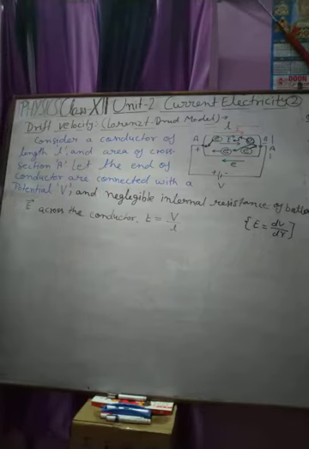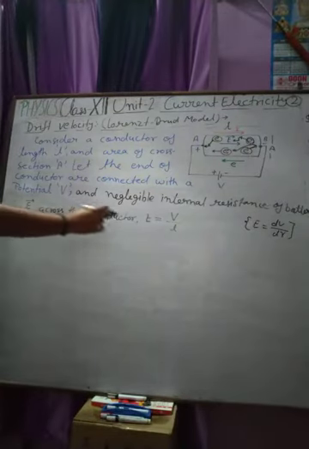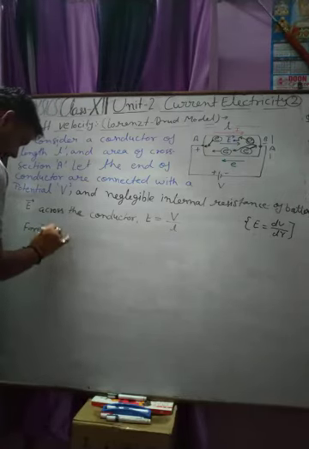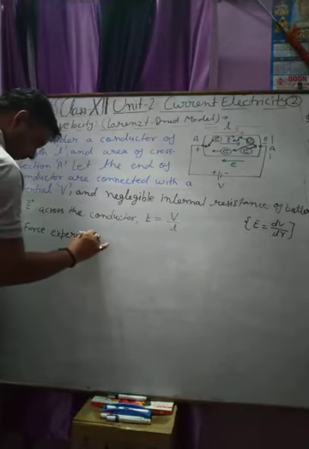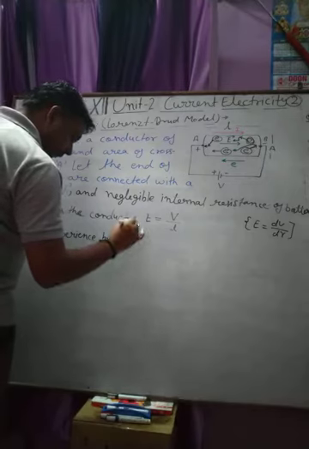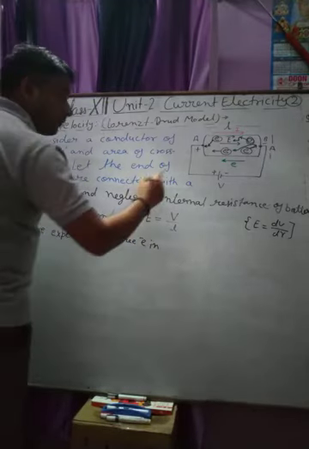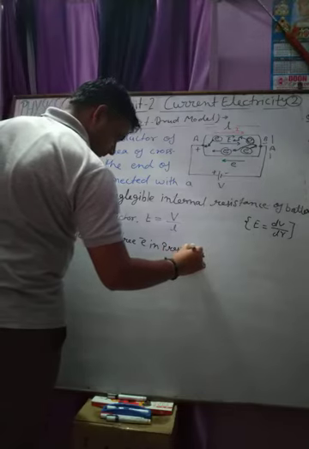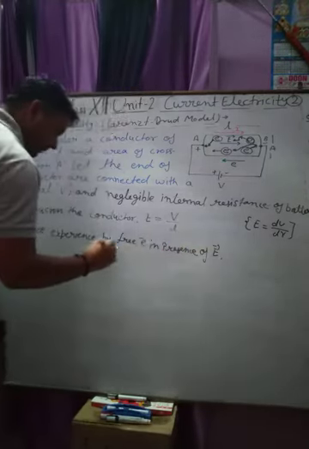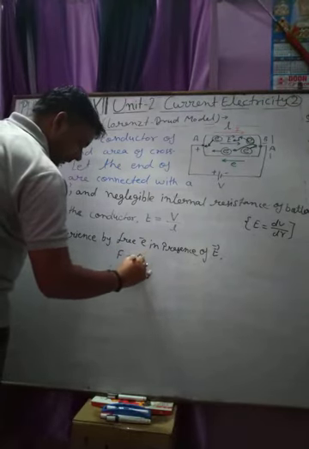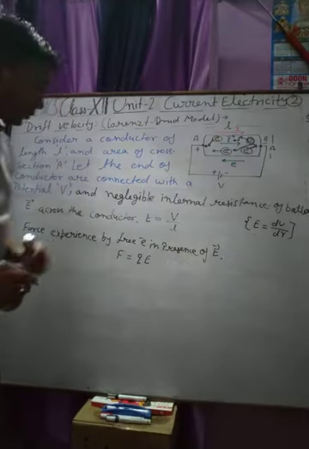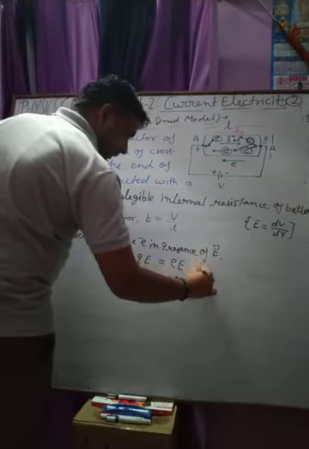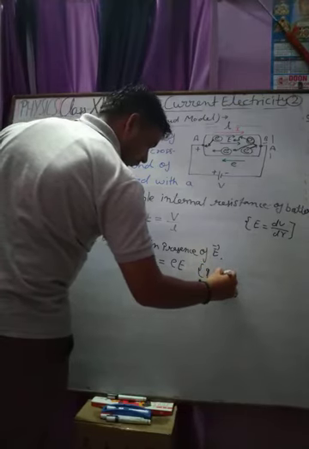Next is the force experienced by the free electrons in the presence of the electric field, F equals QE. Here we are using free electrons, so in place of Q we are using e.